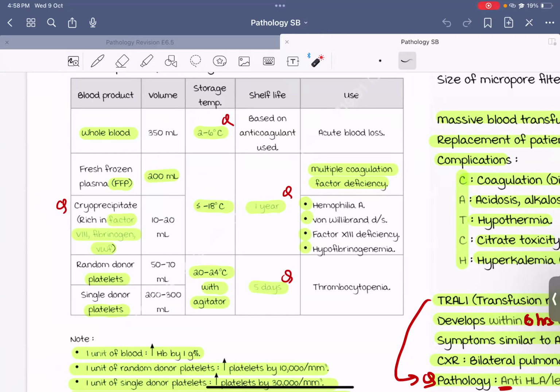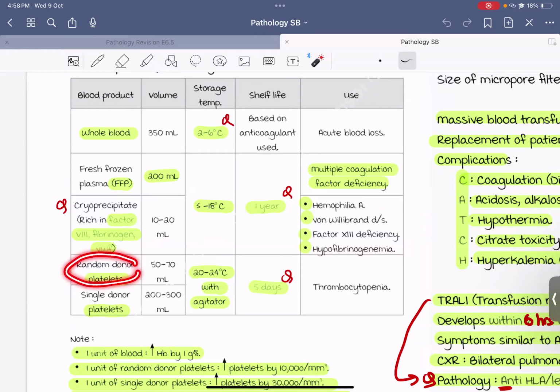Again, we have cryoprecipitate. First question about cryoprecipitate, you need to remember that it is rich in factor 8, fibrinogen, and one more factor. Again, I am repeating, this cryoprecipitate is rich in factor 8, rich in fibrinogen, and also that one factor. So where will you use this? In hemophilia A, von Willebrand disease, factor VIII deficiency, and hyperfibrinogenemia. This last one is not important. These three are very important. In hemophilia A, because of factor VIII; in von Willebrand disease, obviously we have the component von Willebrand factor; and obviously in factor VIII deficiency. So do remember, it's very important.